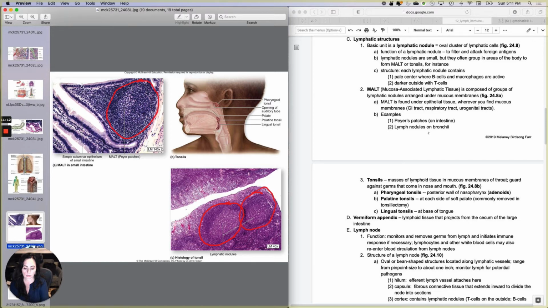When you look at a lymphatic nodule, it is a collection of white blood cells in a certain little orientation that repeats itself all over the lymphatic system. What it is going to do is look for and respond to foreign antigens, to germs and the flags on germs. Lymphatic nodules are small, but they often group in areas so that they can team up on things. And at the center of each one, in the middle, let me show you where it is.